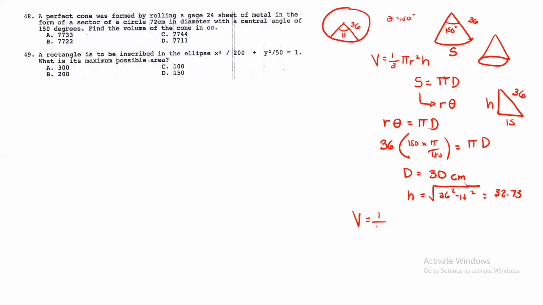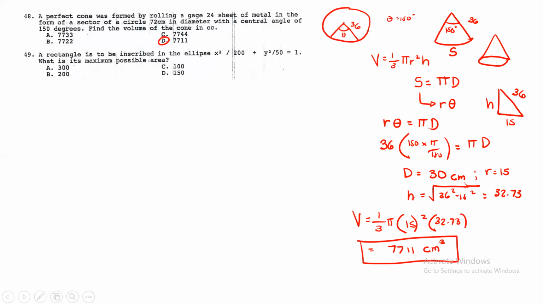So volume is equals to 1/3 pi times radius natin na 15. Radius natin dito is 15, 15 squared times height na 32.73. So makuha natin volume is 7711 cubic centimeters. So the answer is letter D. Ganyan lang yung solution niya, guys.